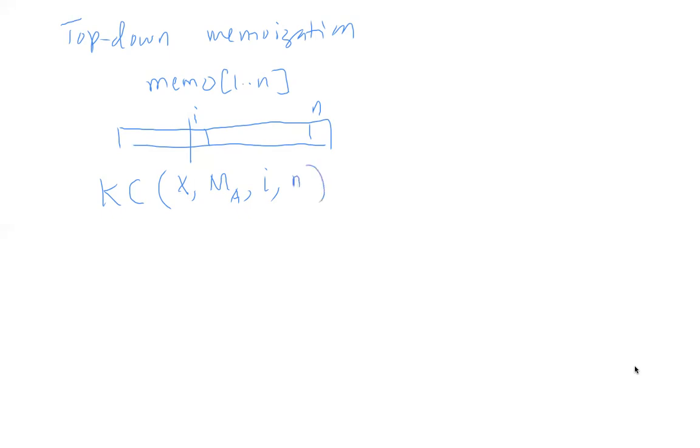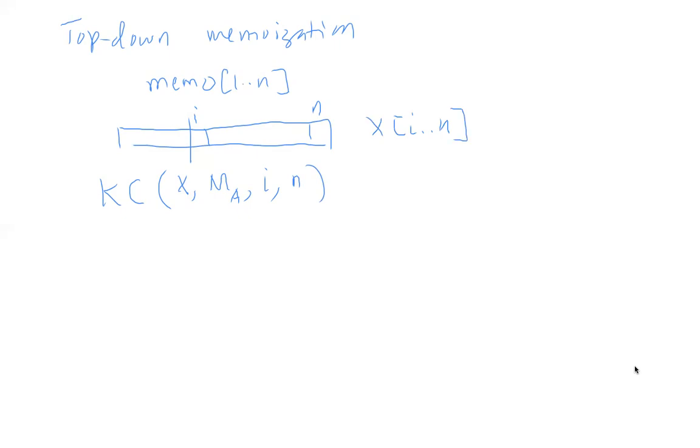So we are looking at a subproblem. The subproblem is from i to n. So that's a subproblem. I'm going to call this KC of x. So this input is x, and we have a Turing machine M_A that accepts A, so that represents A. And the subproblem starts from x_i to x_n, or the subproblem is i n.